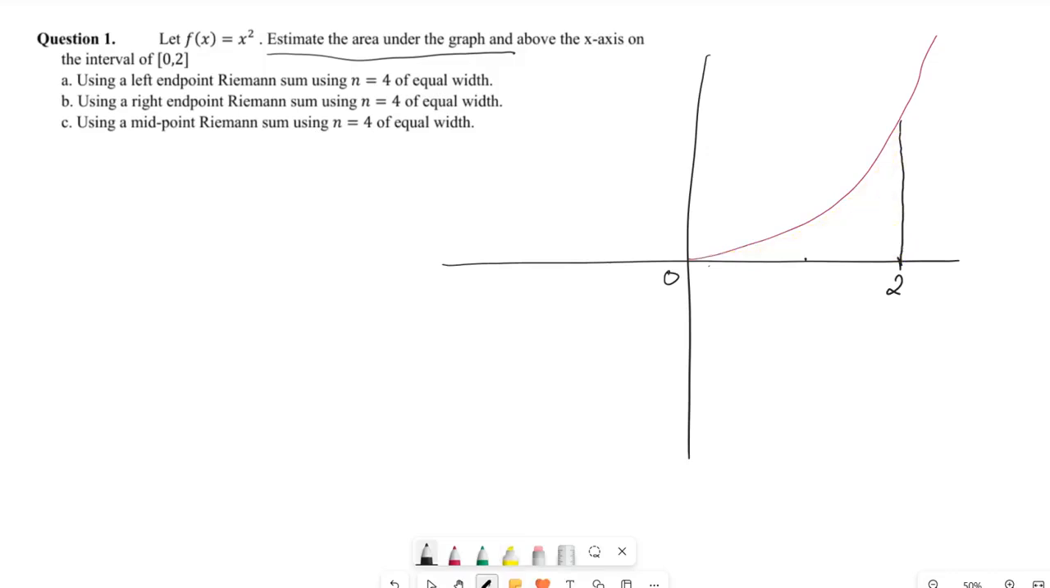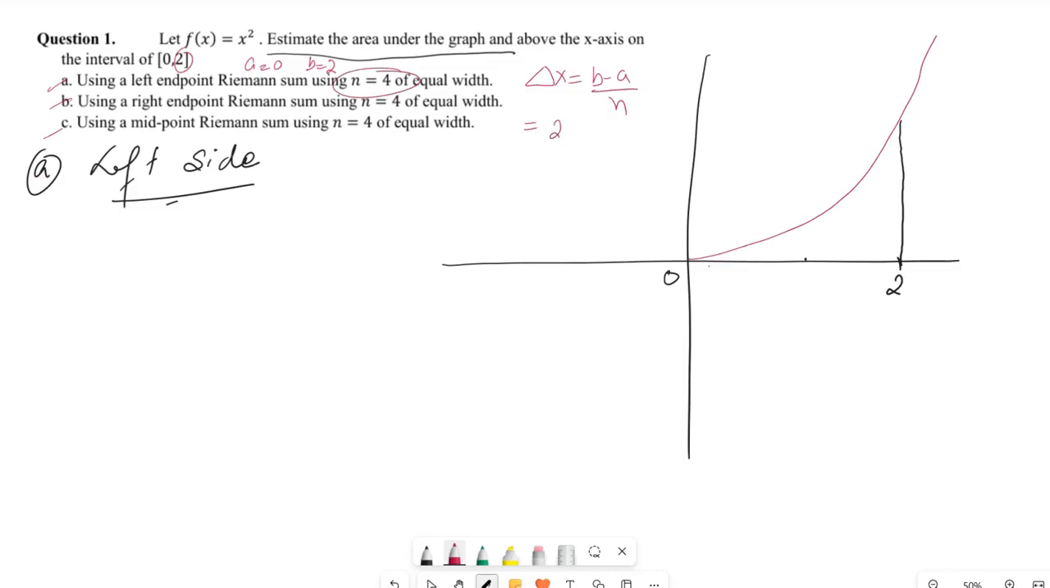They're asking you to do it three different ways. First left side, then right, then midpoint. So let's try left side first. Starting with left side, you need to find delta x. Delta x is same for all three cases. Delta x is (b minus a) divided by n. Here b is 2, a is 0, n is 4. So 2 minus 0 over 4, the answer is 1/2.